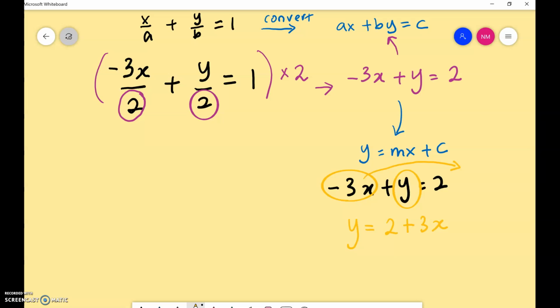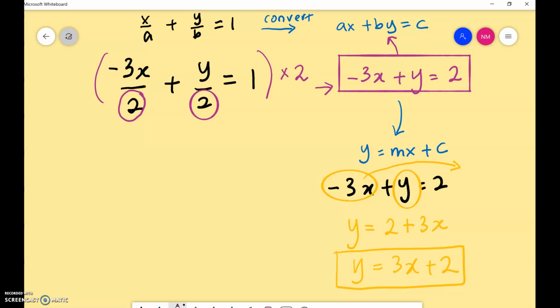Now, we want to rearrange. Make sure it is x first, then the rest. So it will become y equal to 3x plus 2. Ta-da! So this is the answer, in the form of y equal to mx plus c. I want you guys to try this inside your workbook, page 154, but you just have to write down the answer in the class kit. This is the first example.